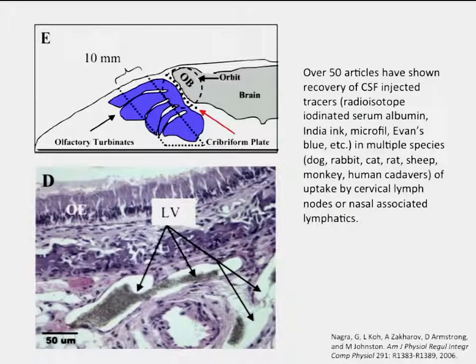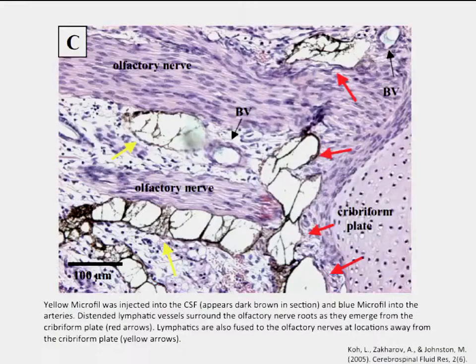This is an example of one of Dr. Johnston's early work where he showed the tracer, which is this substance here, being taken up into what he presumed was lymphatic vessels, but in fact didn't show by immunohistochemistry was lymphatic vessels at that point. Then later on, he went and showed that by this staining to show that this is actually lymphatic vessels here.